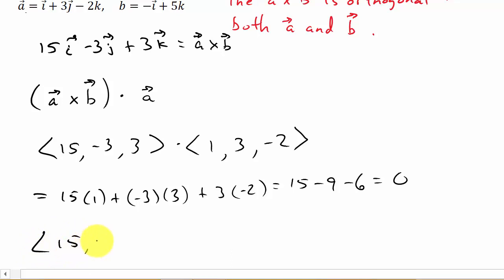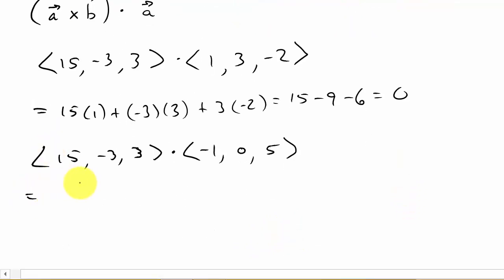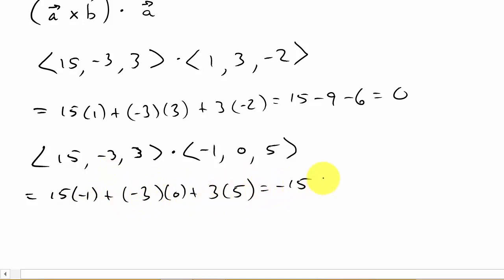You would have the 15, negative 3, 3, and do the dot product with B, which would be negative 1, 0, and 5. Okay. I guess we'll go ahead and do it now. Alright, so that's going to be 15 times negative 1 plus negative 3 times 0 plus 3 times 5, and you can see that gives us negative 15 plus 15, which equals 0. So there we verified that it's orthogonal to both.